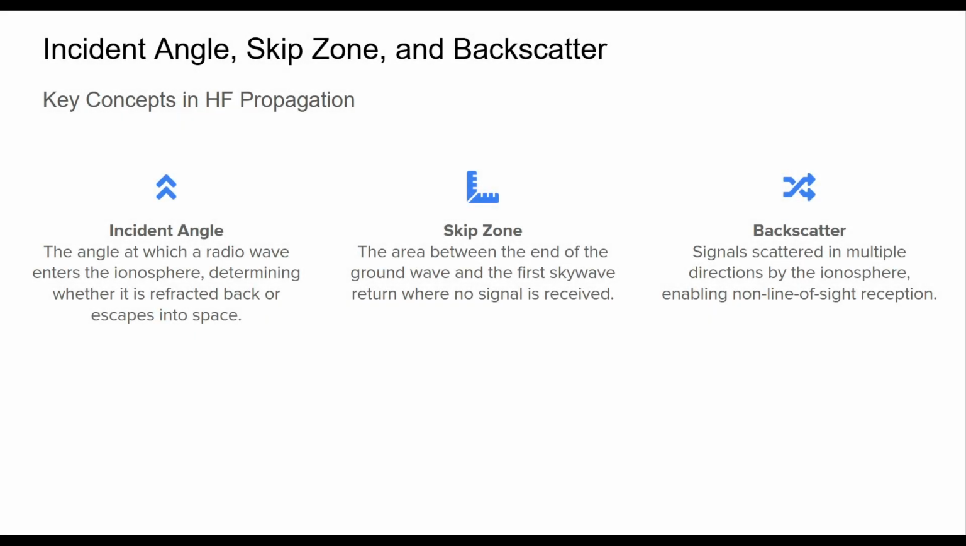In HF propagation, three key factors shape signal behavior. Incident angle determines how a radio wave interacts with the ionosphere. Steep angles result in shorter hops, while shallow angles enable long-distance skips. The skip zone is a gap between the end of a ground wave and the first ionospheric refraction, an area where no direct reception occurs. Backscatter occurs when signals scatter unpredictably off of the ionosphere, sometimes allowing reception beyond expected coverage. Understanding these concepts helps operators optimize signal paths and avoid coverage gaps.